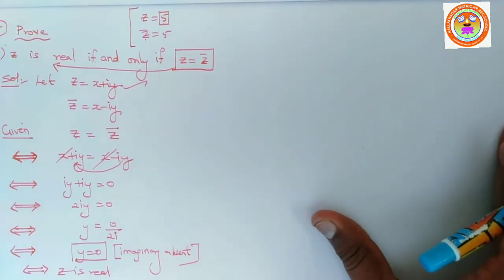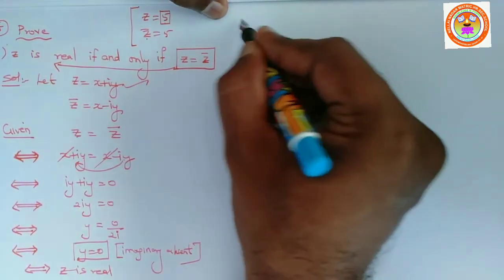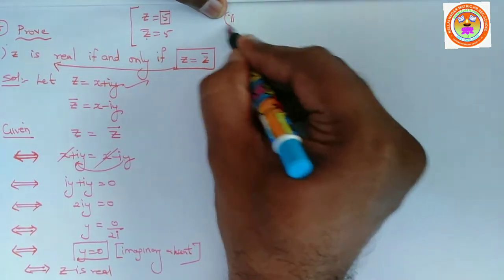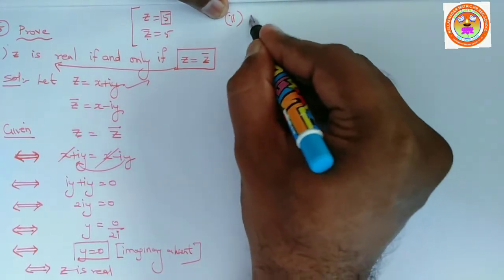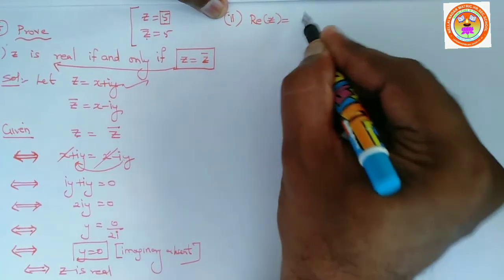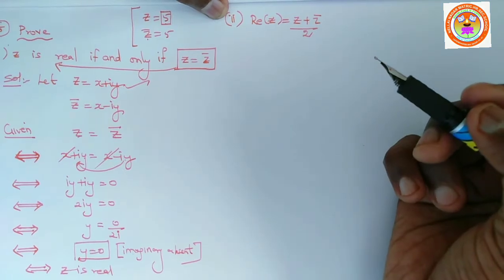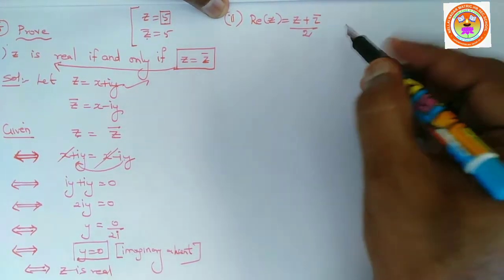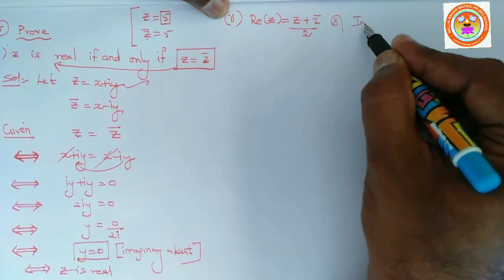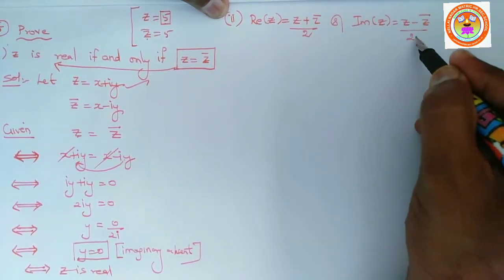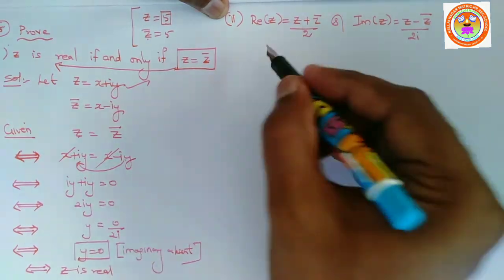Next I need to prove the second subdivision also. The second subdivision is something we have proved already, but once again I will prove it. What is the second subdivision? Real part of z is equal to z plus z bar divided by 2. You remember we have proved in the introduction part. And imaginary part of z is equal to z minus z bar divided by 2i. We have proved it, but once again, no problem.